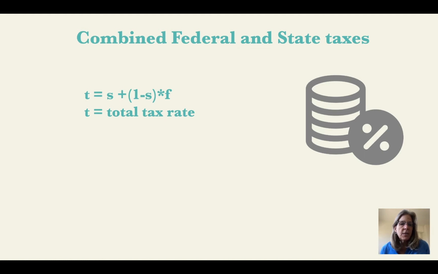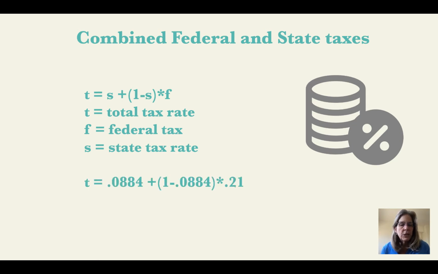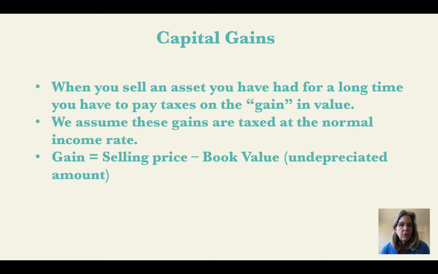So if we have the total tax rate T, the federal rate F is 21%. The state rate S is 8.84%. When we do that calculation, the tax rate we get is approximately 28%. And that's the value we're just going to use whenever we do the calculation on taxes. We'll calculate the taxable income and apply a 28% rate for the tax calculation.